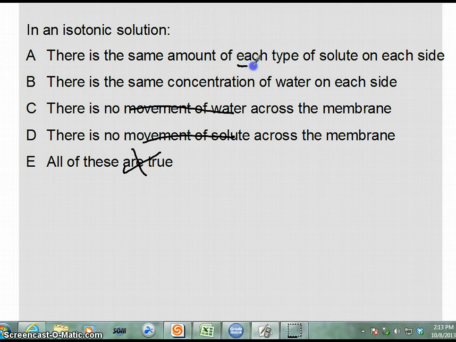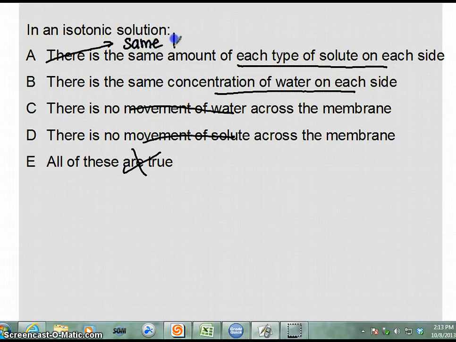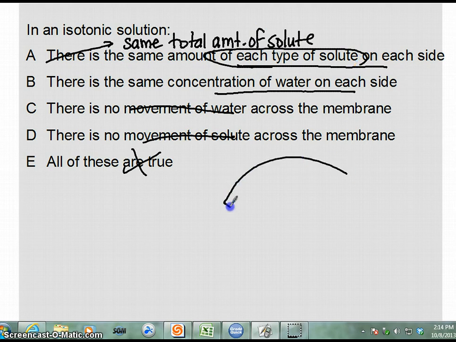So is there the same concentration of each type of solute, or is there the same concentration of water? B. It's B. Here's the problem. It does depend on the solute, but it's the wording here. If this said there is the same total amount of solute, then that would be true. But this says there's the same amount of each type of solute. For example, remember our fish in the salt water.